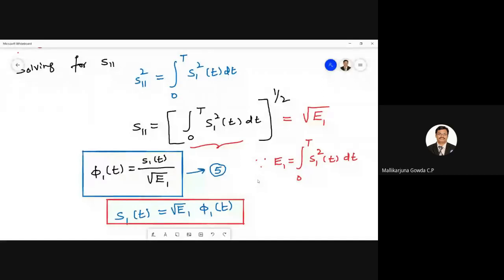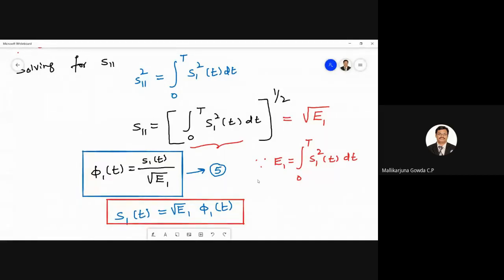With that I wrote the expression and substituted the value of pi 1 of t in that equation. From that I could find what S11 is. I found that S11 is equal to square root of E1. So the first coefficient S11 is nothing but the square root of the energy of the signal S1 of t. Then pi 1 of t is S1 of t by root of E1, so S1 of t will be equal to root E1 into pi 1 of t.